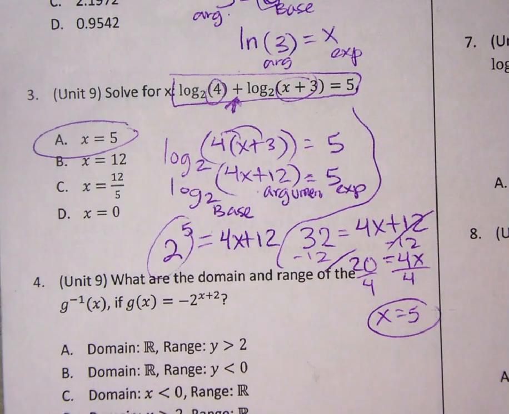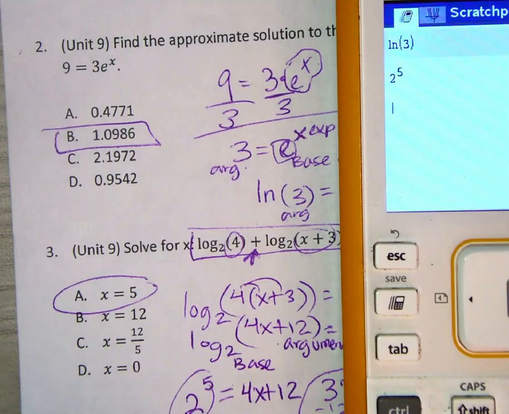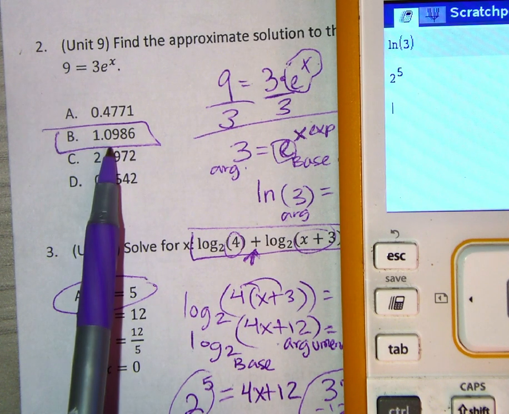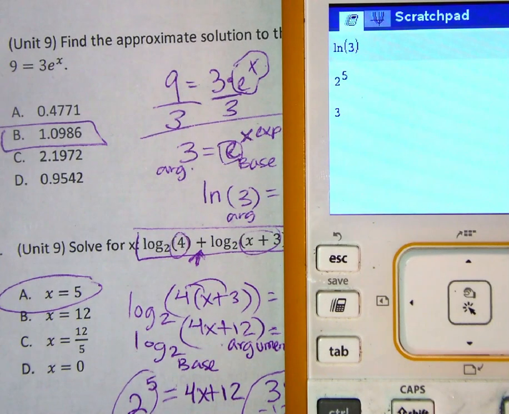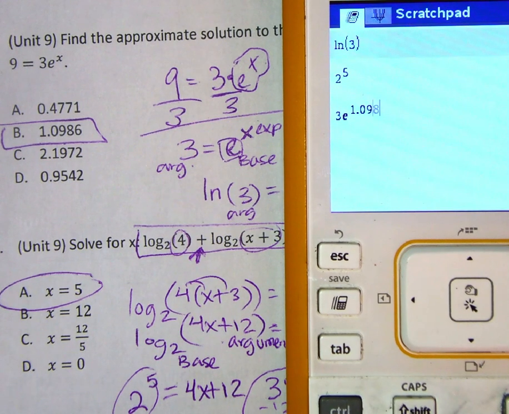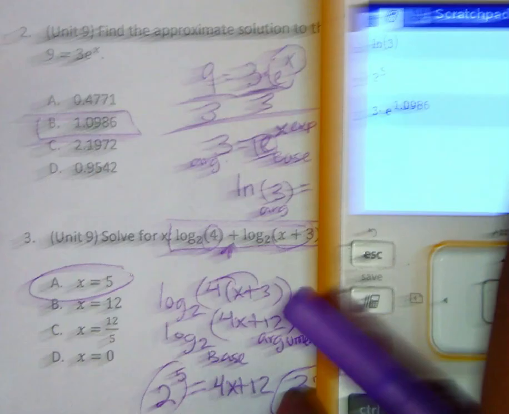And if you're not sure that these answers are correct, you can always type them in and see if they're right. So for example, this one, it's an approximation, or it could be an exact number. We're going to type it in as an x value. So I'm going to type 3e to the power of 1.0986, and it should give me something almost equal to 9. So it's 8.99, which is pretty accurate.